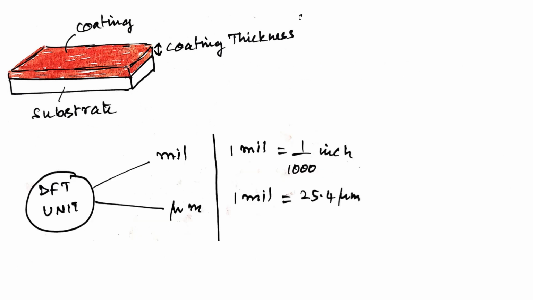Usually coating thickness is expressed in the units mils and micrometer. 1 mil is equal to one thousandth of an inch, that is 0.001 inch. And 1 mil can also be equated to 25.4 micrometers. Based on the industries, both units are used.